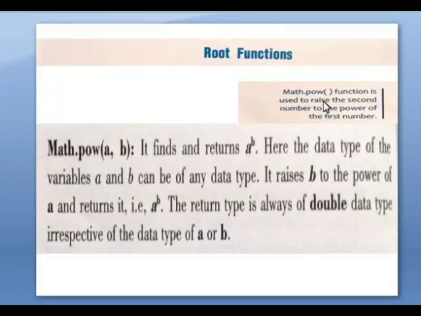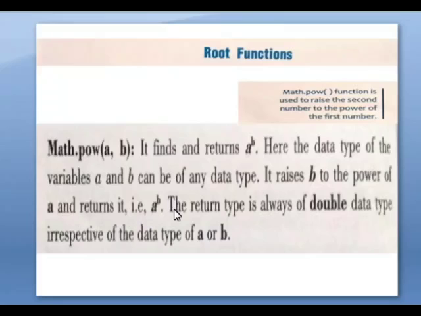Math.pow function is used to raise the second number to the power of the first number. So if it is Math.pow(a, b), a is the base and b is the power. It finds and returns a power b. Here the data type of the variables a and b can be of any data type. It raises a to the power of b and returns a power b.